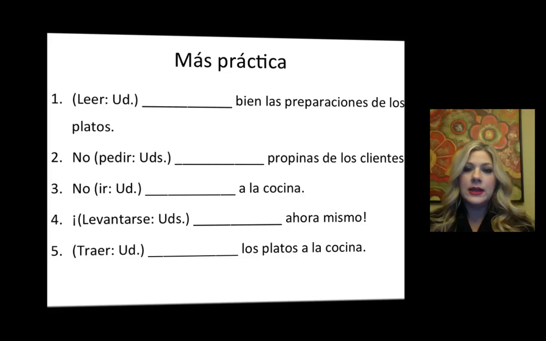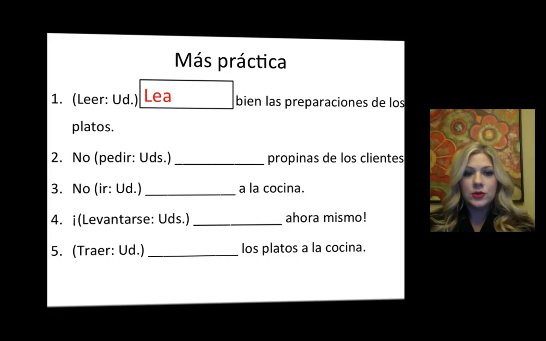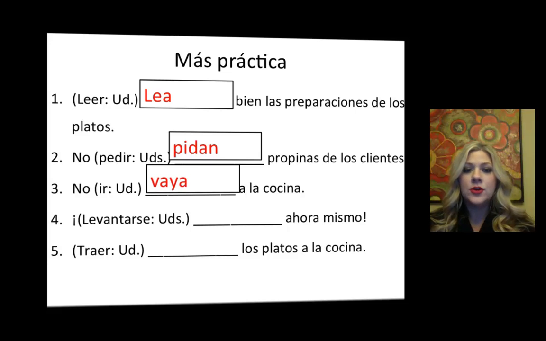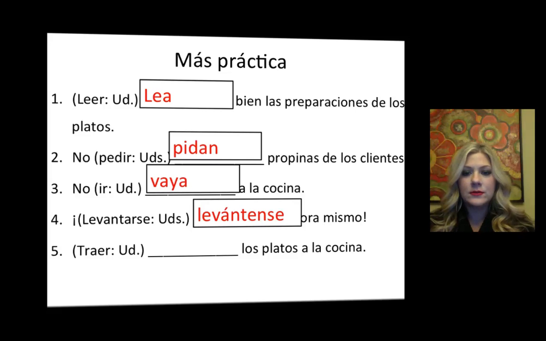Número 1, lea bien las preparaciones de los platos. Número 2, no pidan propinas de los clientes. Don't ask for tips from the clients. Número 3, no vaya a la cocina. Don't go to the kitchen. And número 4, levántense ahora mismo. Get up right now. And número 5, traiga los platos a la cocina. Bring your plates to the kitchen.